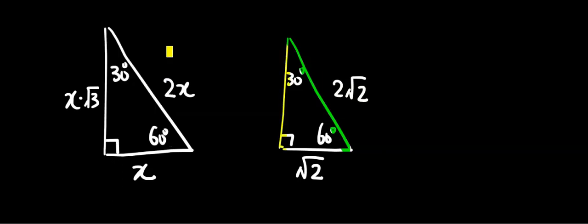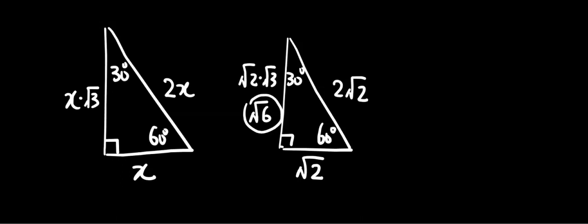I want to find the long leg. And I need to use short leg times square root 3, right? So short leg times square root 3. Okay, so what is square root 2 times square root 3? Pause, think. Did you have square root 6? It is.